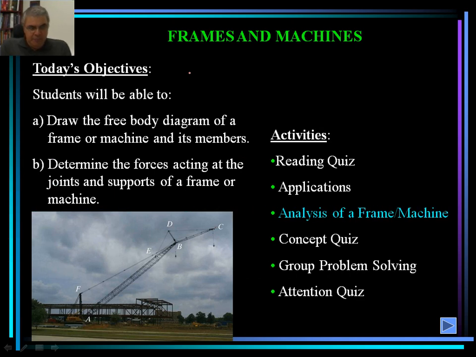Our activities include a reading quiz and a discussion of some of the applications, how we can actually analyze a frame or a machine, a concept quiz, group problem solving, and an attention quiz. An example of a machine and a frame right next to each other is given here. As you can see, this machine consists of different members: member AB, BC, CD, DE, and EF, as shown here.